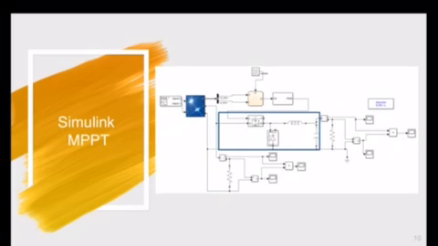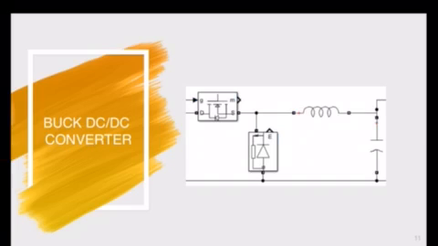The next section we're looking into is the buck converter. The buck converter steps down the DC voltage. If the photovoltaic panel was powering a device that did not need as much power as the photovoltaic panel was outputting, then the appropriate amount of power would be outputted from the maximum power point tracker.